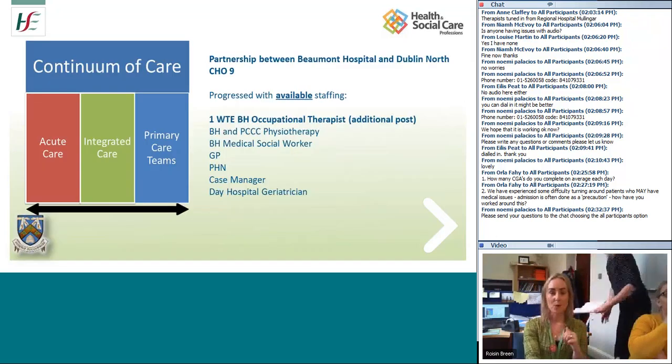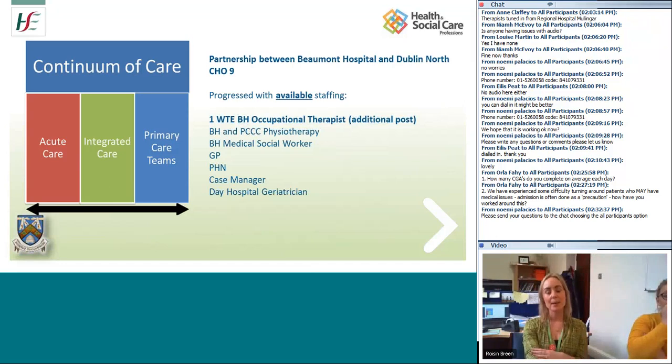So we started small, and it was all underpinned by QI methodology again. So the Plan Do Study Act that you're probably all very familiar with, and that became our language. And it was one whole-time equivalent occupational therapist. So the way that worked on the ground is that it was myself and my colleague Paul Bernard, and we shared it. So we had one week within the FIT team and one week outside in the patient's home.